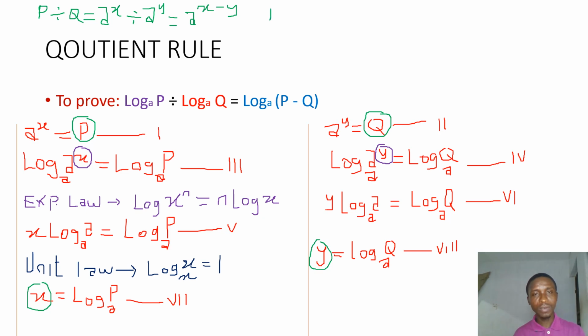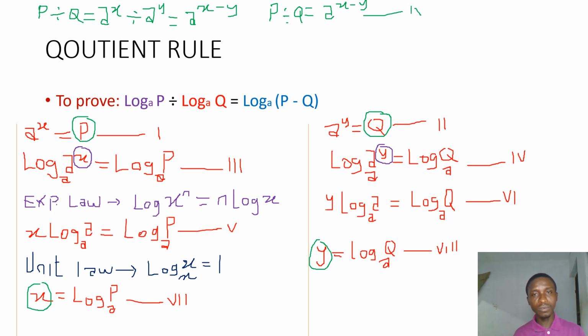So our equation 9 will be p divided by q equal to a raised to power x minus y. So let's call this equation 9.